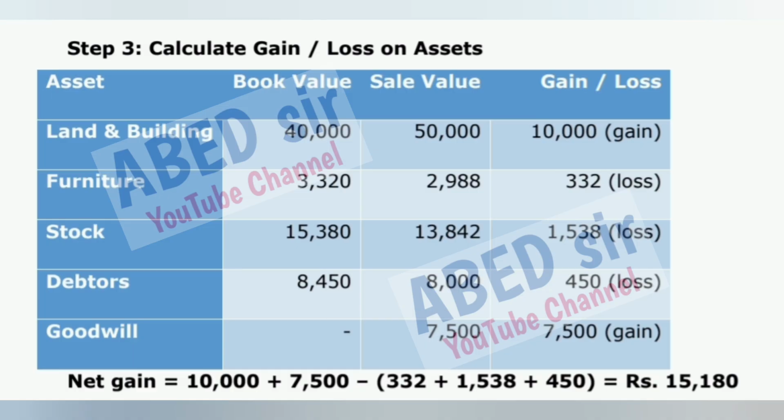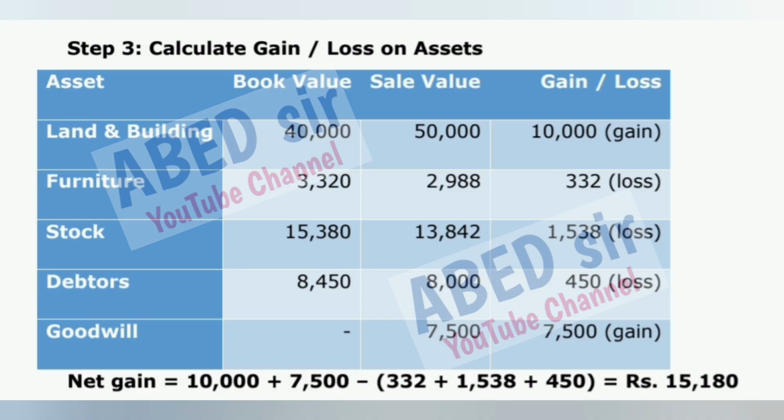Furniture 3,320, 2,988, 332 loss. Stock 15,380, 13,842, 1,538 loss. Debtors 8,450, 8,000, 450 loss. Goodwill 7,500, 7,500 gain.